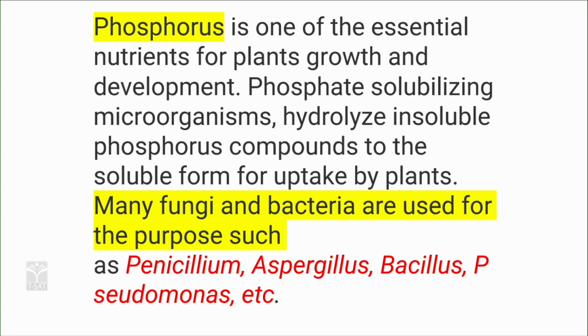Phosphorus is one of the essential nutrients for plant growth and development. Phosphate solubilizing microorganisms hydrolyze insoluble phosphorus compounds to the soluble form for uptake by plants. Many fungi and bacteria are used for the purpose, such as Penicillium, Aspergillus, Bacillus, Pseudomonas. These are some of the examples which are used for the availability of phosphorus to the plant.